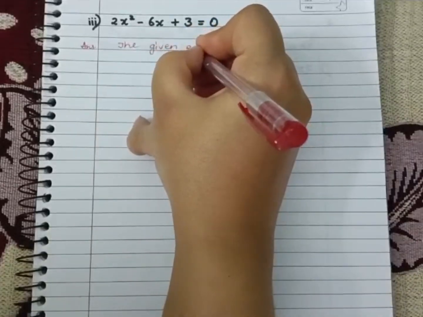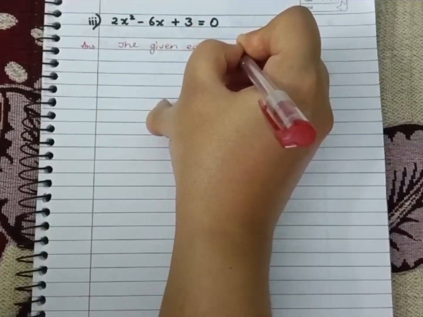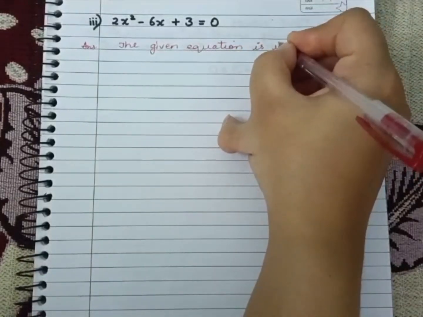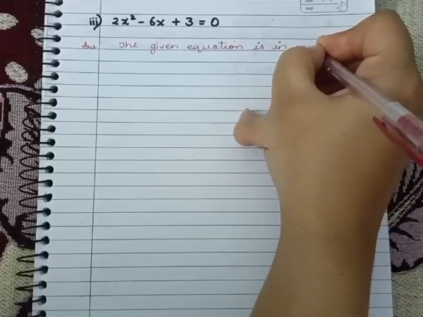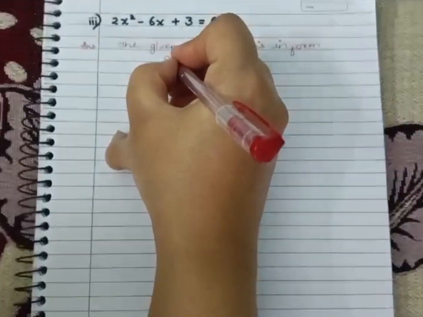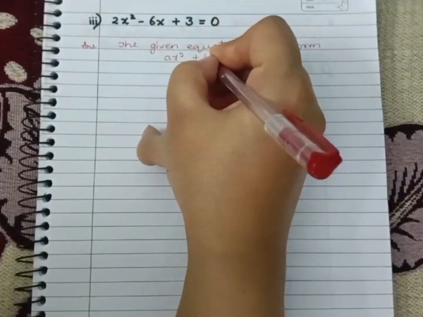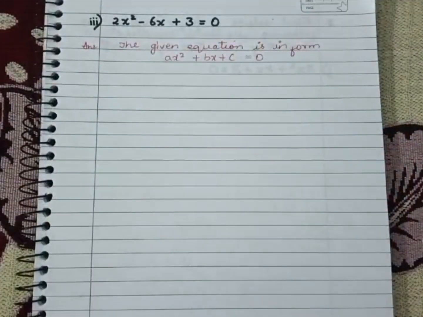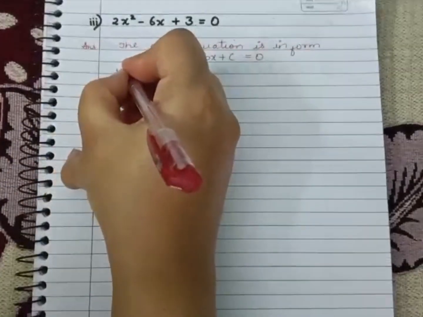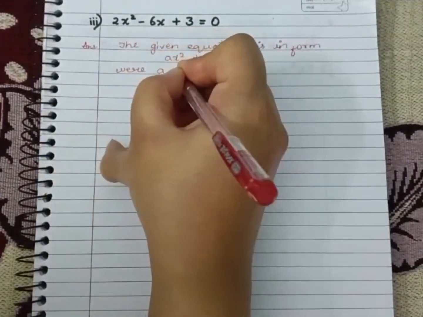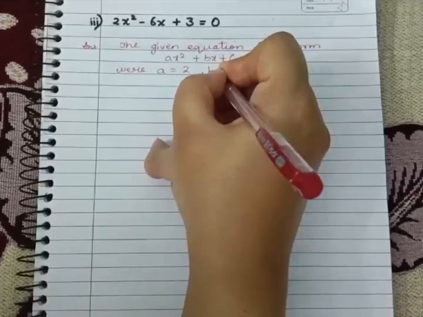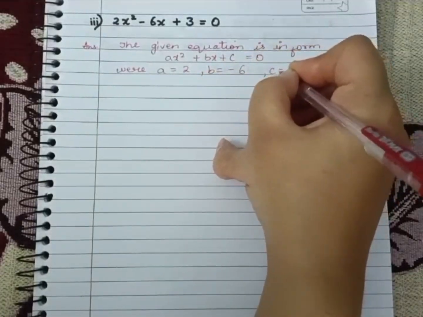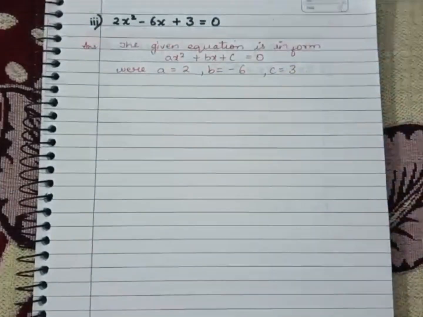The given equation is in the form ax square plus bx plus c is equal to 0, where a is equal to 2, b is equal to minus 6, c is equal to 3.